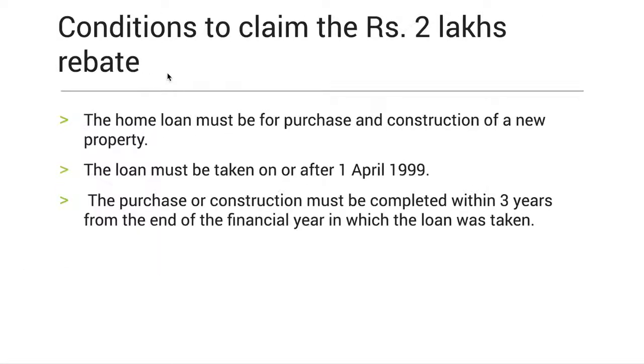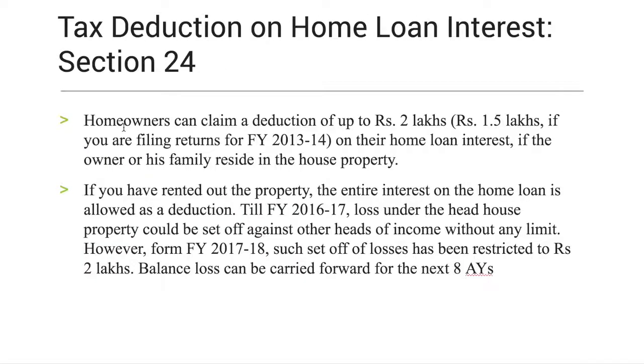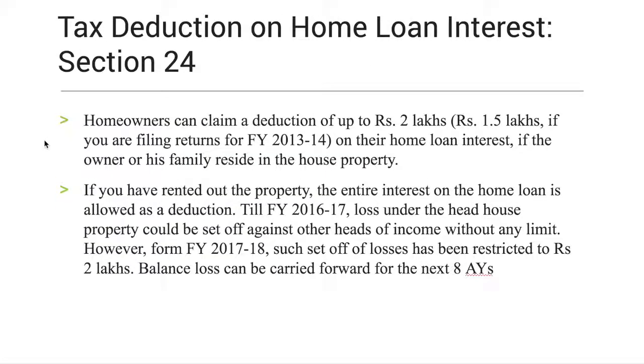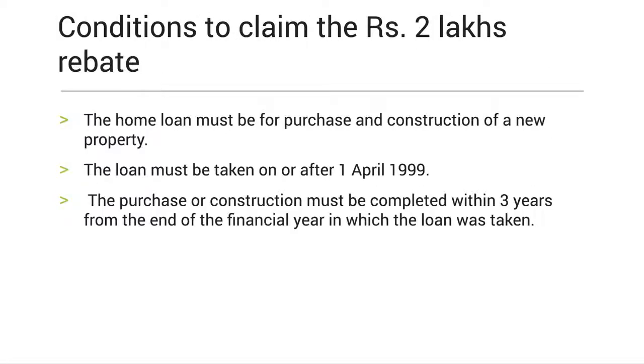And then second is the conditions to claim the 2 lakh rupees rebate. These are the 3 conditions that need to be satisfied if you want to claim the tax deduction under section 24. The first is that the home loan must be for purchase or construction of a new property. If you are taking a home loan for some other reasons, then you can't claim the 2 lakh rupees rebate under section 24. And the second condition is the loan must be taken on or after April 1, 1999.